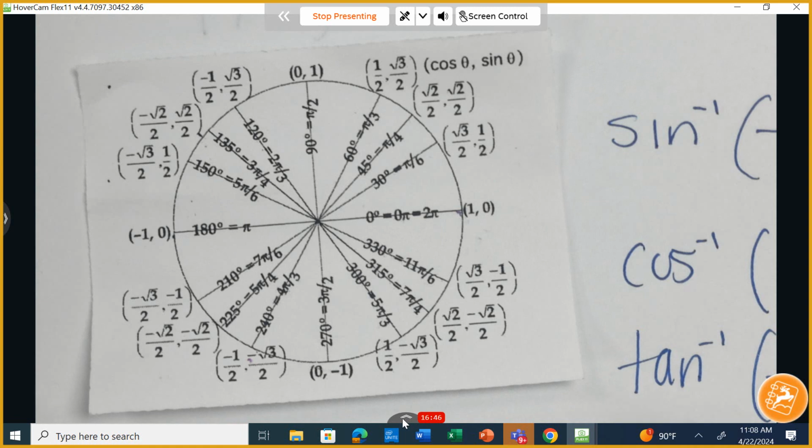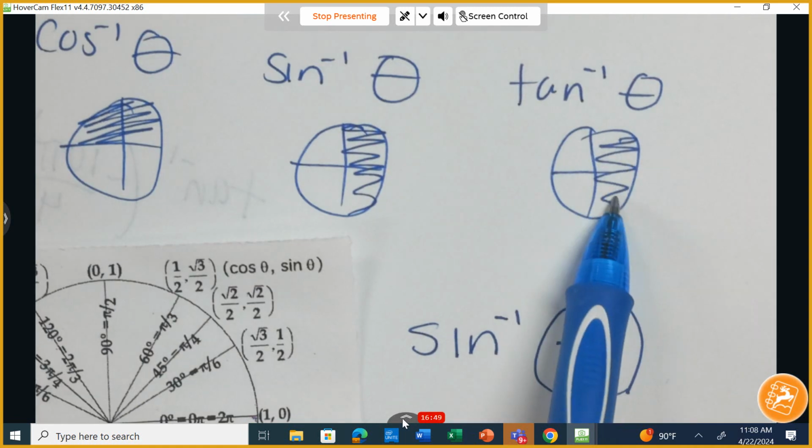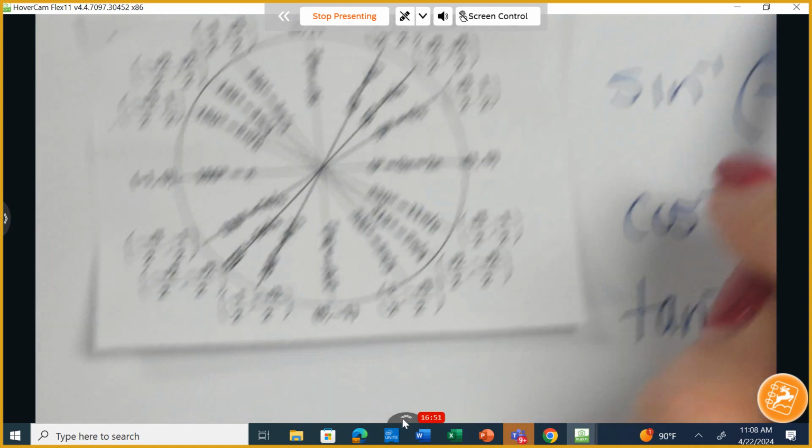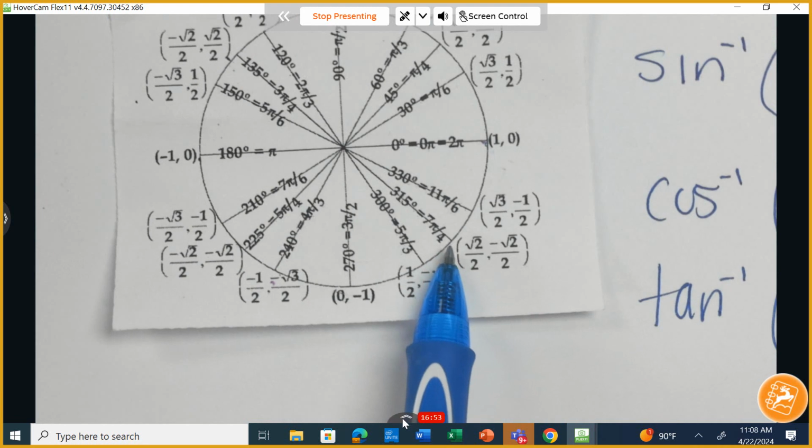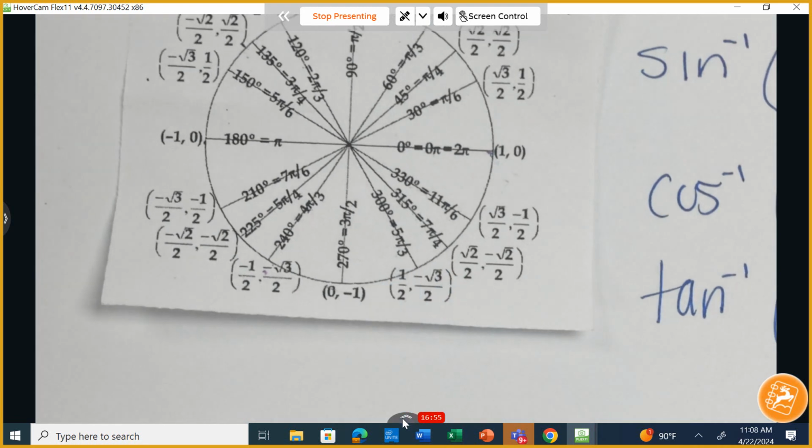How do I know which one it is? It can only be in quadrants 1 or 4. So you would identify this as either 315 or 7 pi over 4. Thumbs up or thumbs down if you are understanding. Awesome.